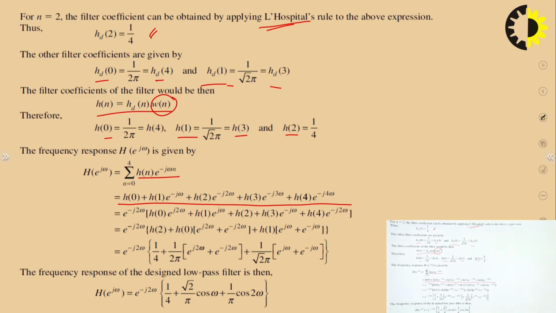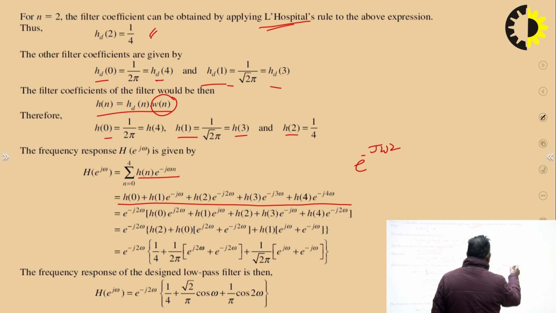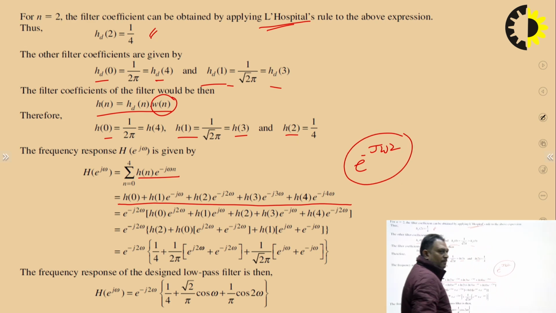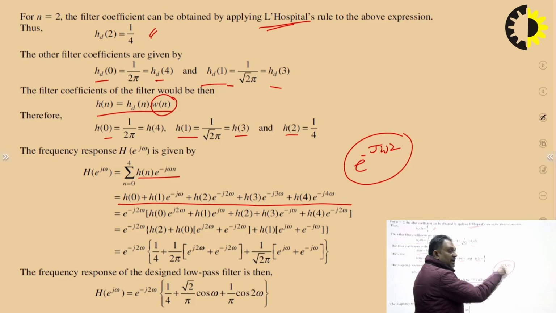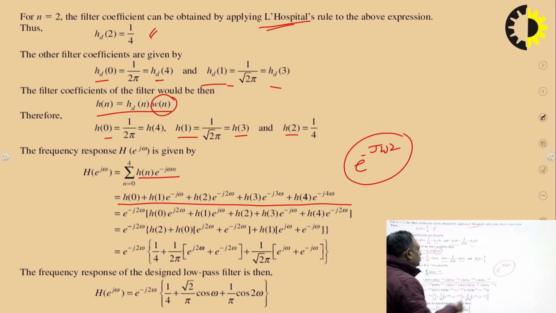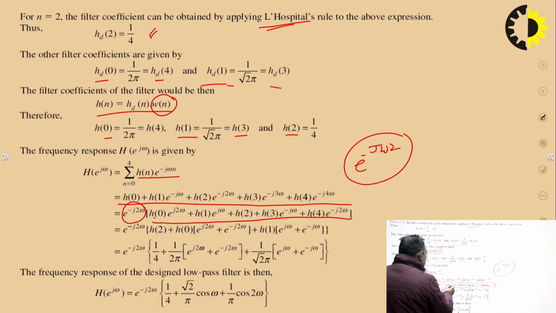Now an important thing is that the filter that we are going to design must be causal in nature. It will only become causal when this e to the power minus j 2 omega term is outside, that is, this term will be there in the frequency response. Only then will your frequency response become causal. So initially we will take this term common, and after that we will convert like this. Then h[0] equals h[4], h[1] equals h[3], and h[2] is alone. So you can write it like this.